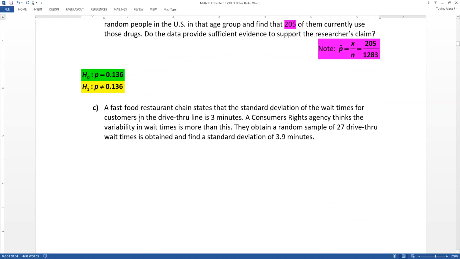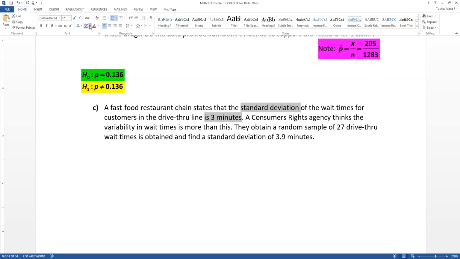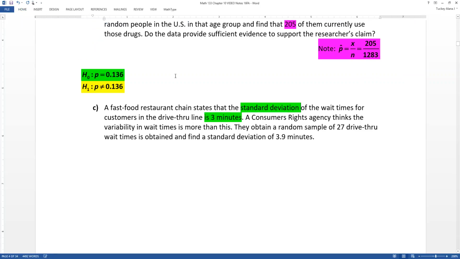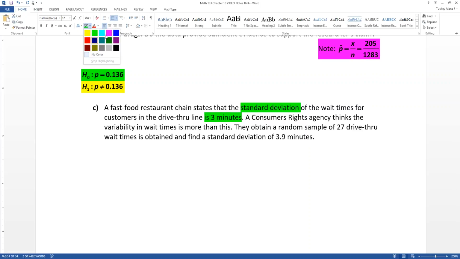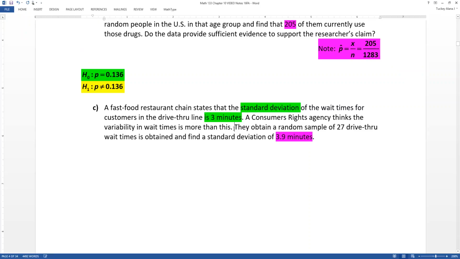All right, last one. A fast food chain states that the standard deviation of the wait times for customers in the drive-thru is 3 minutes. Well, all right, so they're talking about standard deviation, right? And they're talking about three minutes. So they're giving you the null hypothesis right there, what you assume to be true. Consumers' Rights Agency thinks the variability in wait times is more than that, that it's not consistent. They obtain a random sample of 27 drive-through wait times and find the standard deviation of 3.9. So that's sample information. So it's not part of the hypotheses, it's part of how you would test it.